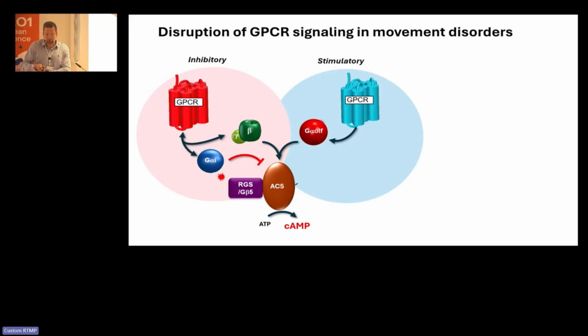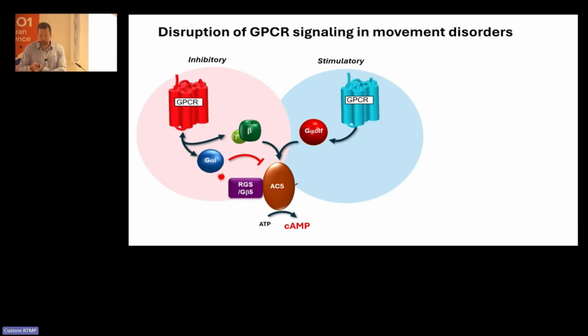There are stimulatory G proteins that feed into adenylyl cyclase, which produces a key second messenger, cyclic AMP. And inhibitory types of G proteins provide the opposite influence on cyclic AMP formation. This process is also controlled by the RGS proteins that Henrik is going to talk about, which speed up the deactivation of the signaling.